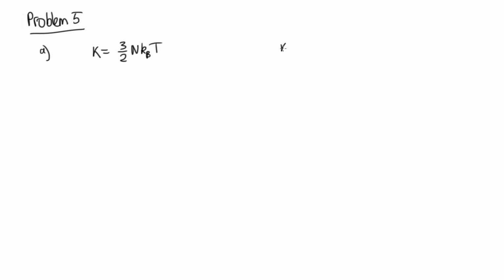When we've got moles, we use 3 over 2 nRT. And this will be familiar for you because it's very similar to our equation that the internal energy, which is all stored as kinetic energy, is equal to f over 2 nR delta T. But now we're just considering the translational kinetic energy. So f is equal to 3.